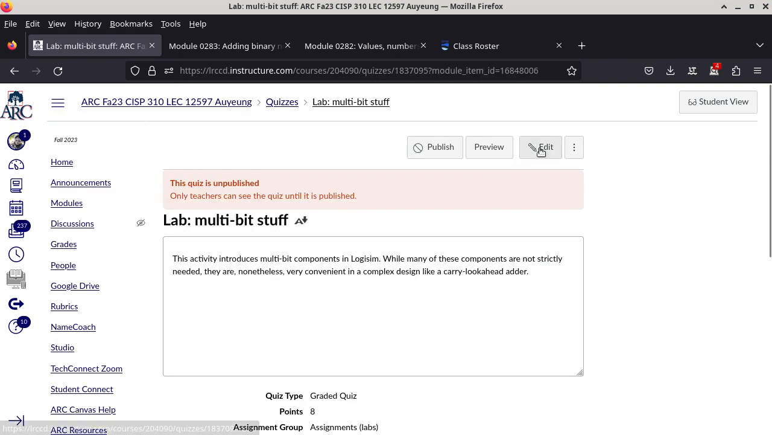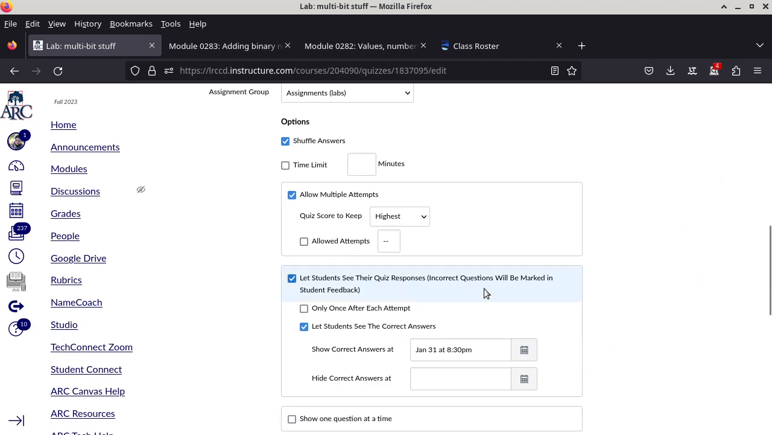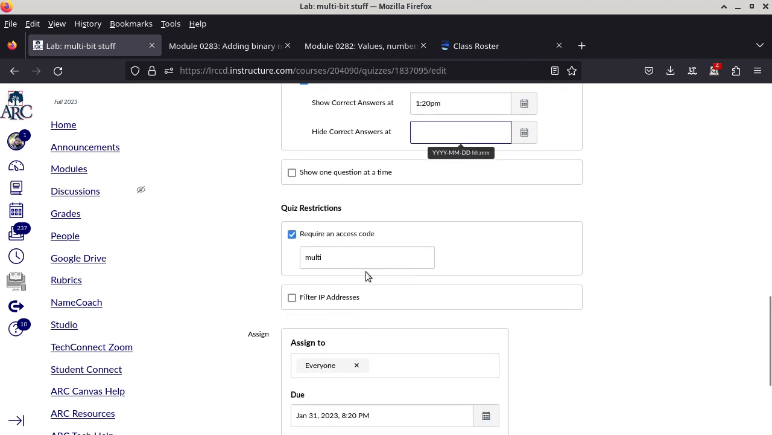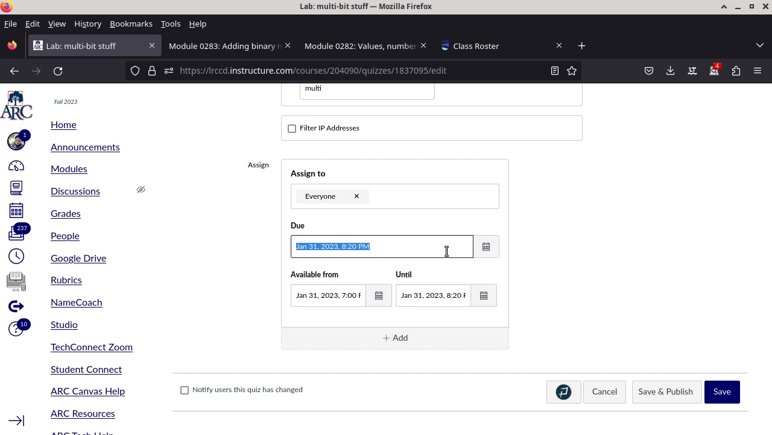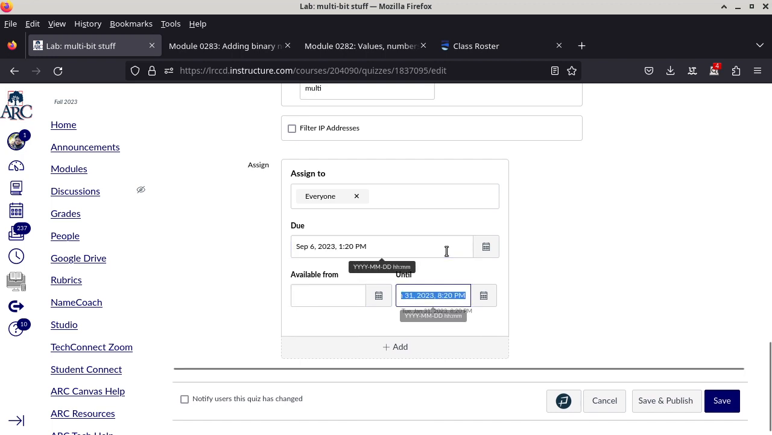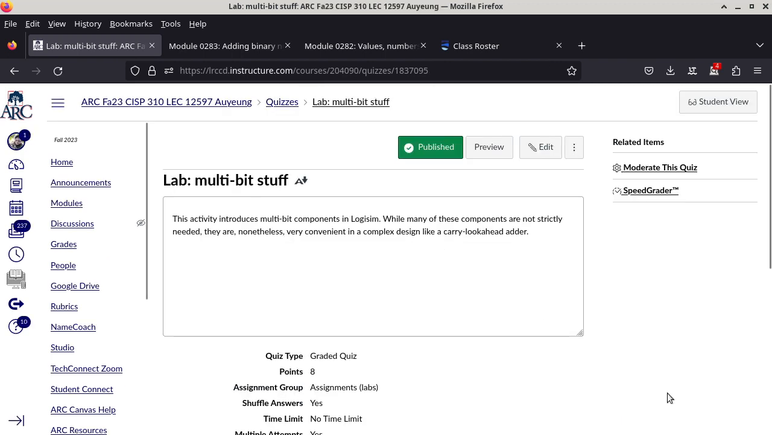So today's lab is multi-bit stuff. And let me go ahead and change a few things. So the due date is going to be 1:20 p.m. today. The access code is just multi, so I'll write it out on the whiteboard. All right, save and publish. So now you guys can take a short break first if you want to, and then get started with this multi-bit stuff lab. Are there any questions?